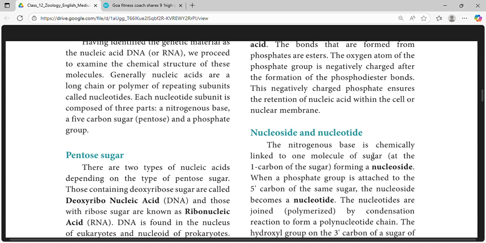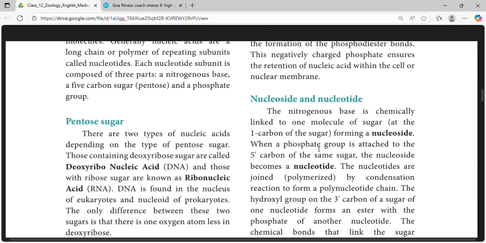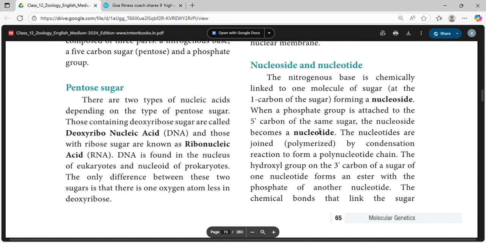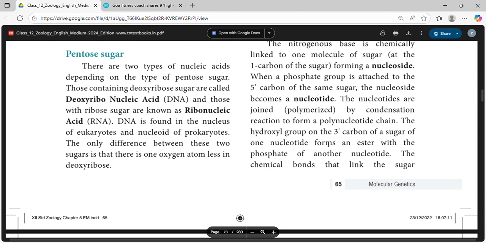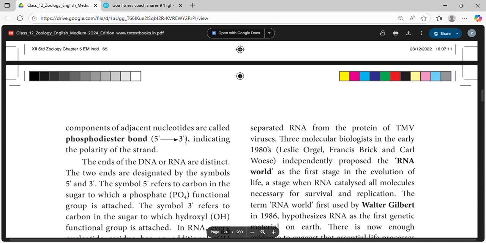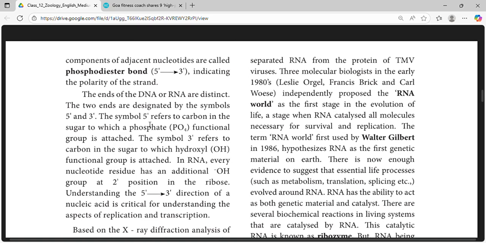Nucleoside and nucleotide. The nitrogenous base is chemically linked to one molecule of sugar at the 1' carbon of the sugar, forming a nucleoside. When a phosphate group is attached to the 5' carbon of the same sugar, the nucleoside becomes a nucleotide. The nucleotides are joined by condensation reaction to form a polynucleotide chain. The hydroxyl group on the 3' carbon of the sugar of one nucleotide forms an ester with the phosphate of another nucleotide. The chemical bonds that link the sugar components of adjacent nucleotides are called phosphodiester bonds, indicating the polarity of the strand.